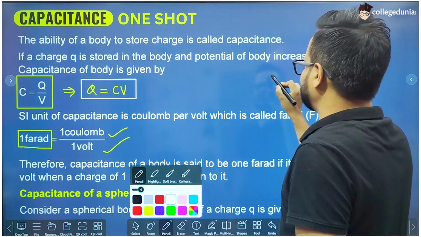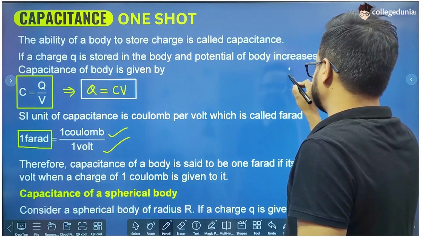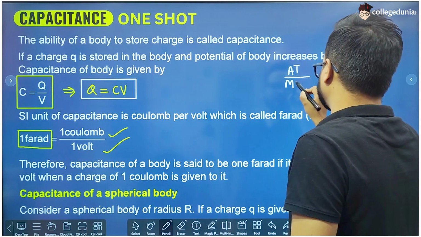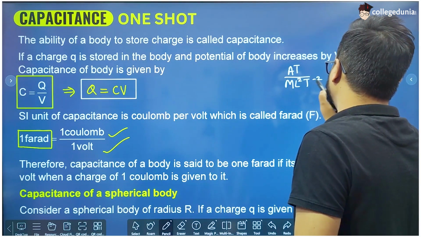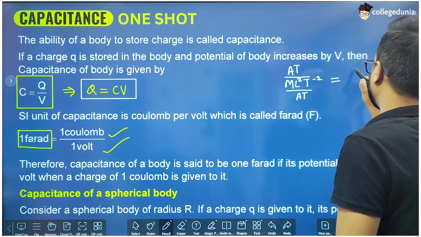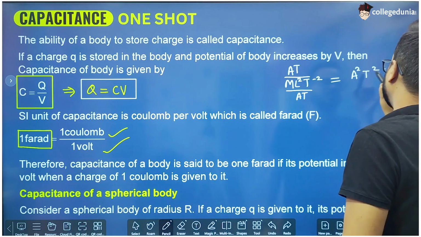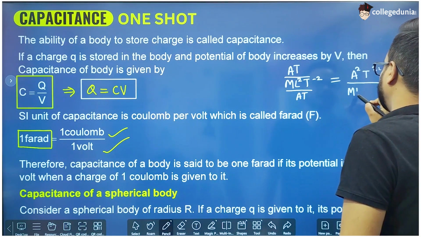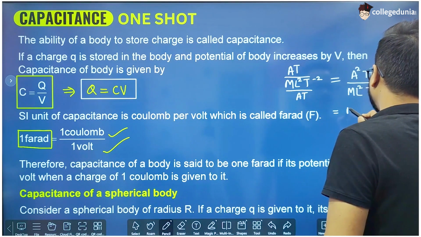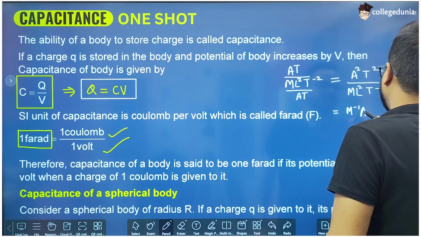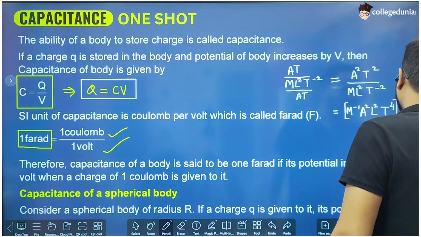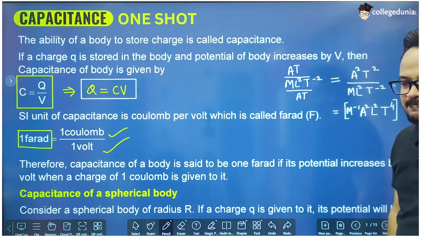What will be the dimensions of capacitance? Coulomb, charge is A into T, divided by volt. Volt is W by Q. W is M L square T minus 2, divided by Q, that is AT. Now this AT will also go in the numerator, so this is A square T square divided by M L square T minus 2. Now this goes in the numerator, so it becomes M minus 1 A square L minus 2 T to the power 4, and this is the dimensions of the capacitor, right?